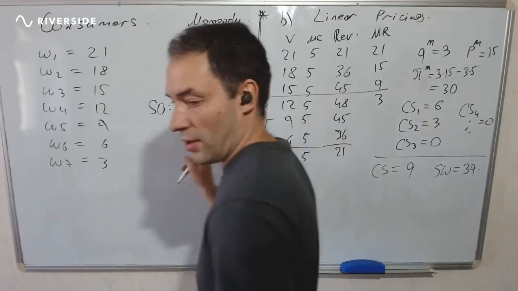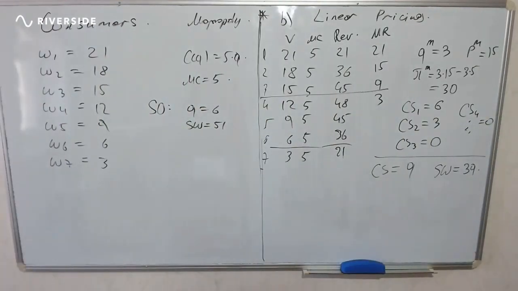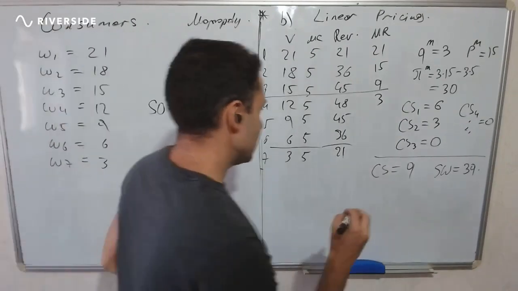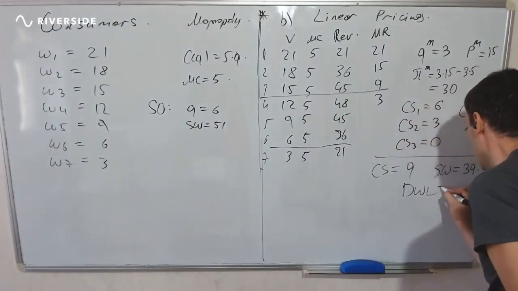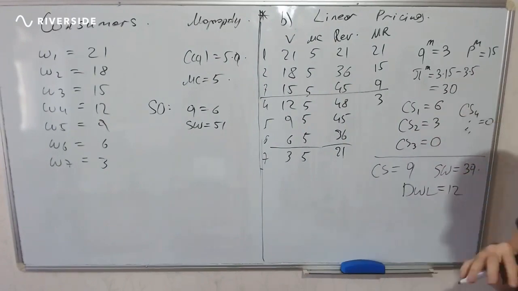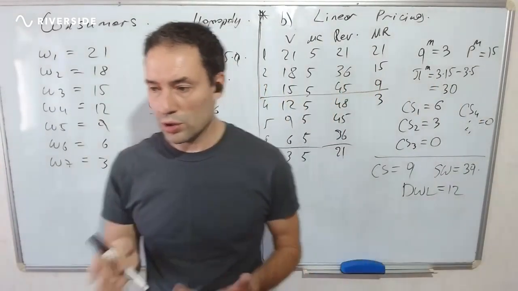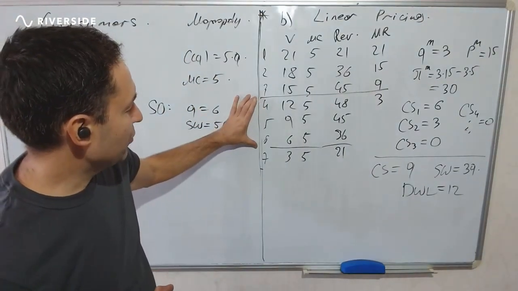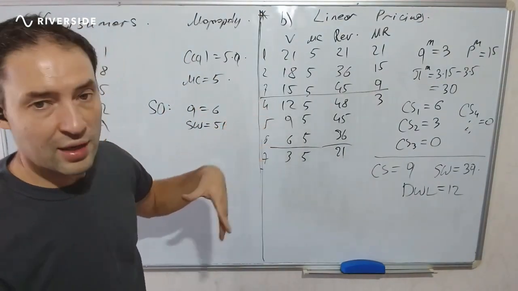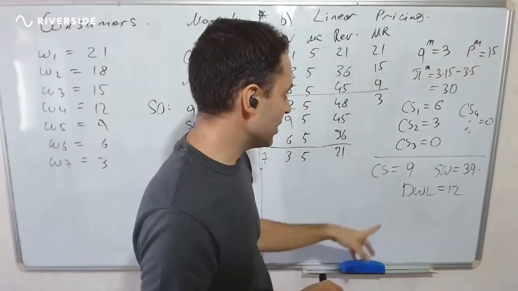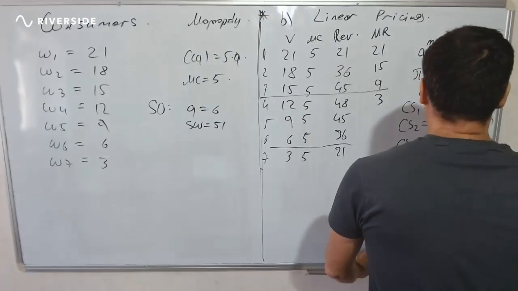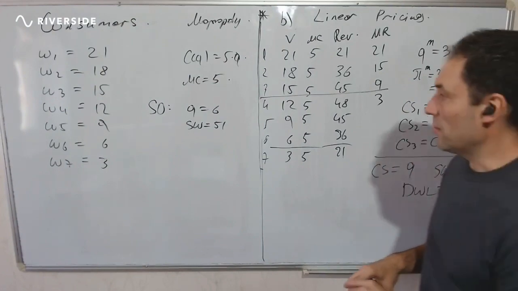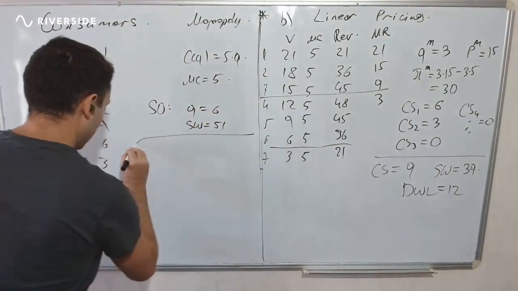And we can see, comparing to the social welfare here, that the deadweight loss is 12. Because of monopoly power, because our monopoly wants to make money, instead of serving 6 customers, it will serve only 3 and charge a much higher price, resulting in most of the economic pie going to the monopoly.